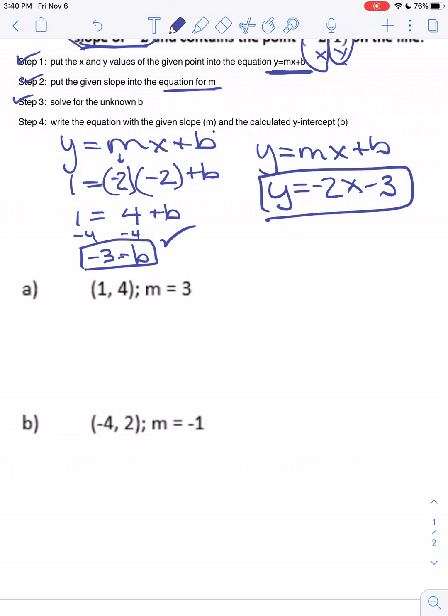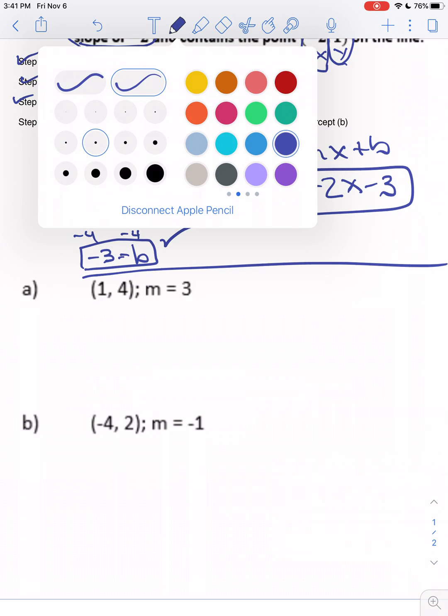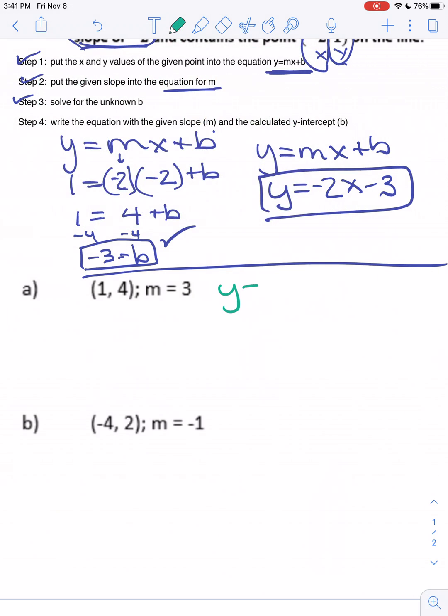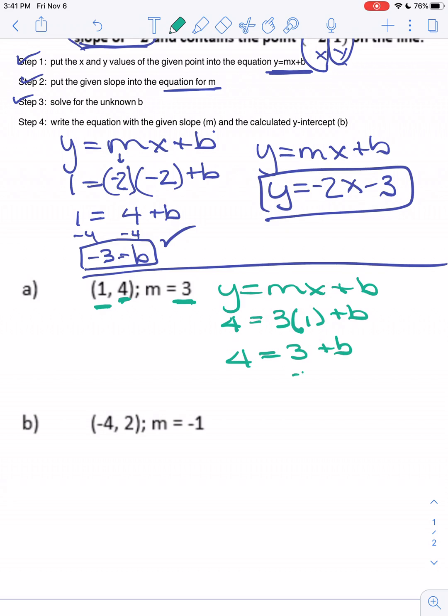So again, let me change colors so we can see better. We're going to have our y equals mx plus b. So in place of y, that's right here, I'm going to put a 4. In place of the m, that's our slope, I'm going to put a 3. In place of the x, that's my x value, 1. What we don't know is what the b is, so we're going to calculate that. 3 times 1 is 3. Let's subtract 3 from each side. It looks like our b is going to be 1.